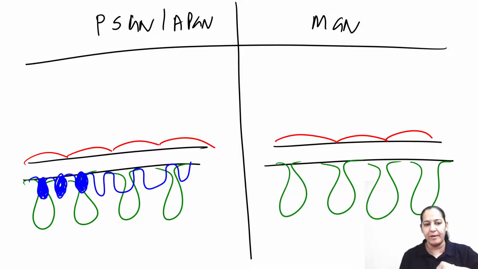You know how they are formed. I'm not repeating the etiopathogenesis, how the bacteria is coming and forming it. You already know. So this is the PSGN. Appreciate the shape. The location is subepithelial. I'm not saying, but the shape will be different. So this is the shape of the deposit in PSGN or APGN.